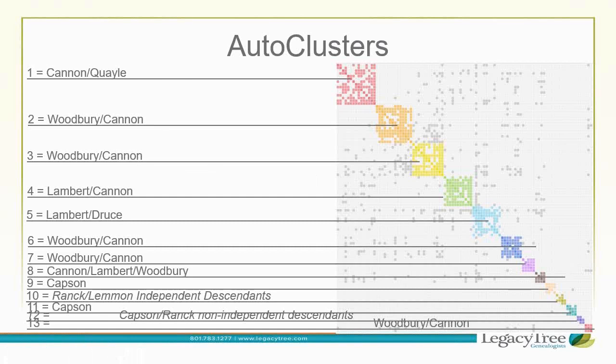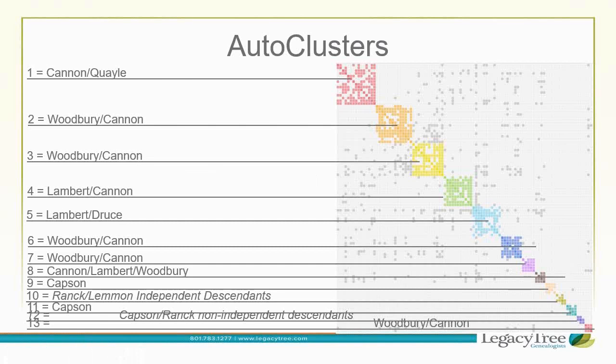The test taker's maternal ancestry, we don't get to that until cluster 9, when we begin to have a few clusters that represent the test taker's maternal ancestry, with the Capson and then the Rank and Lemon family. And what I found as I went through this process was that cluster 10 includes 4 individuals who are independent descendants of Peter Rank and Ann Lemon, meaning that they descend from different children of Peter and Ann than the test taker does.